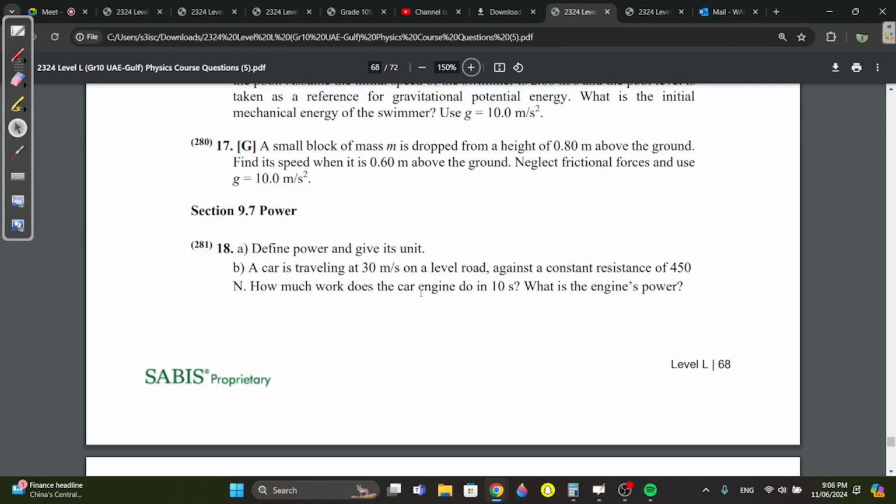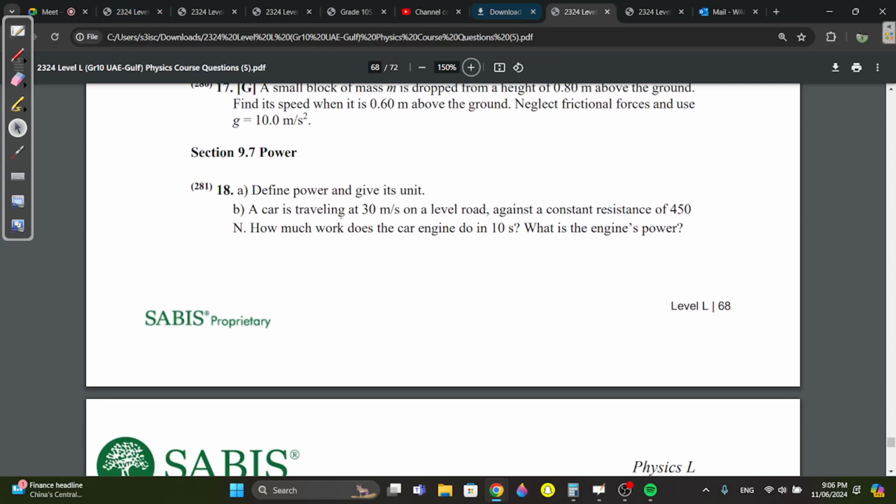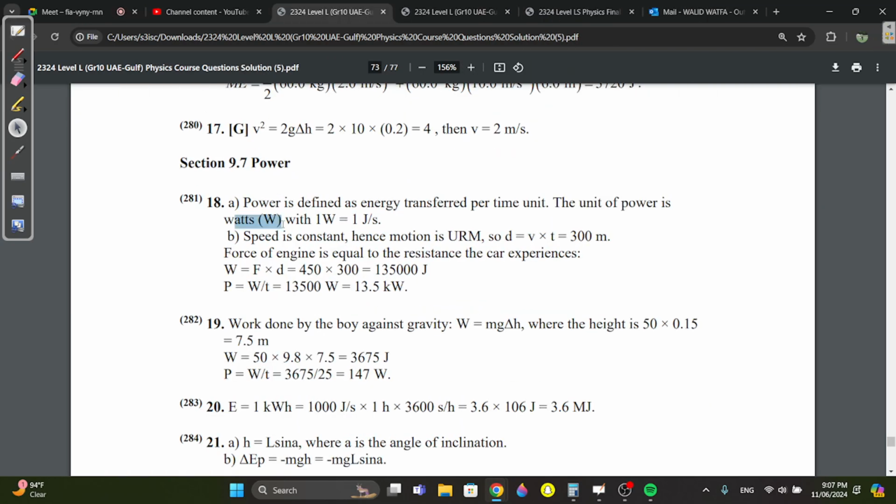Okay, 9.7 physics course revision. Define power and give its unit. Power is the work divided by the time, and the unit of power is watts, W.